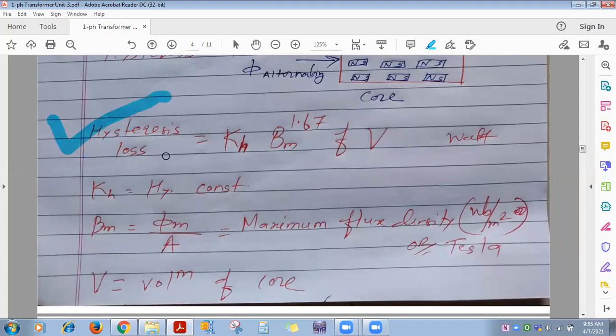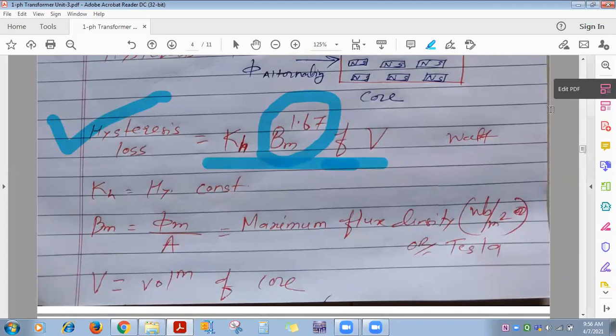Based on this, MCQ questions can be there. Whether hysteresis loss is directly proportional to B square or B to the power 1.67. So it's maximum flux density to the power 1.67. It is directly proportional to frequency or not. Which one is the correct formula for hysteresis loss? So this one is the correct formula for hysteresis loss. Unit is watt. Any difficulty about hysteresis loss?